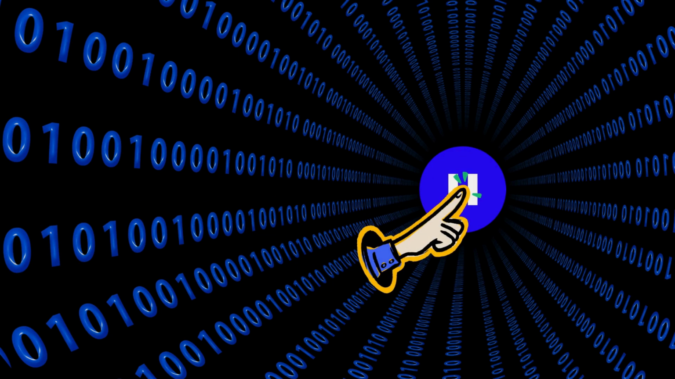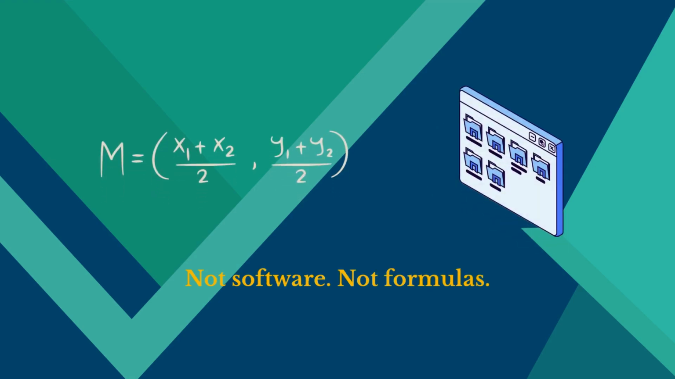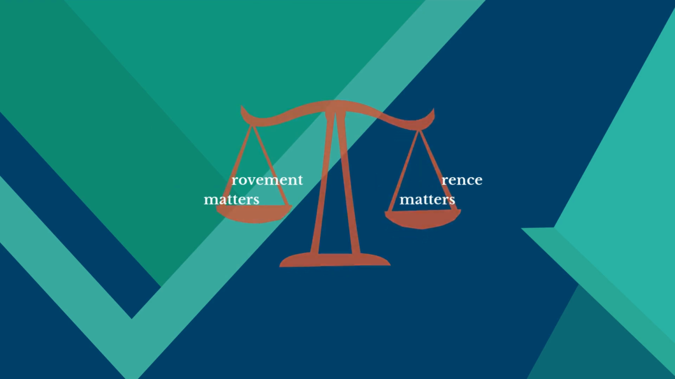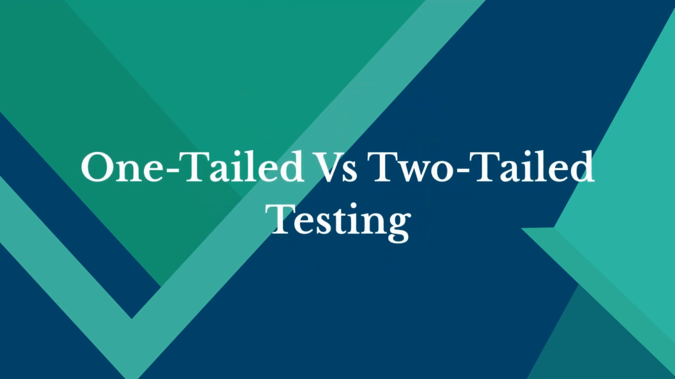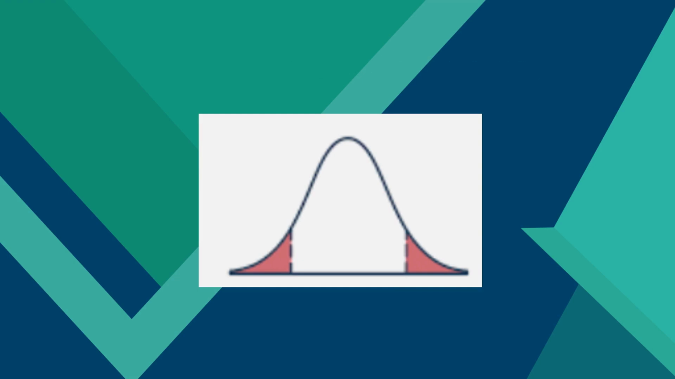Before you analyze data, you have to make a decision, not about formulas or software, but about what kind of evidence you are willing to accept. That decision is called one tail versus two tail testing. And here's what makes this decision important: it quietly determines where you look for evidence, how you interpret surprise, and whether a result feels convincing or not.